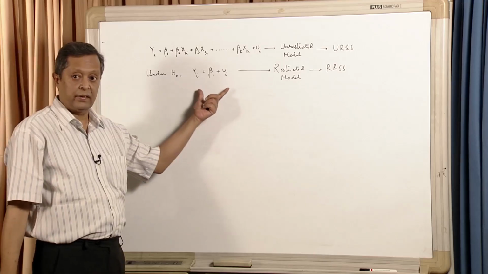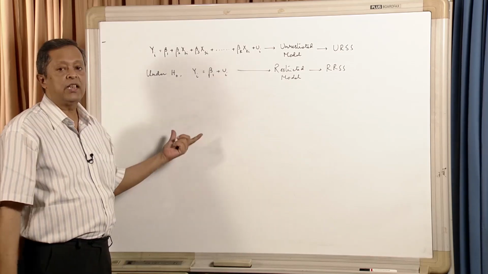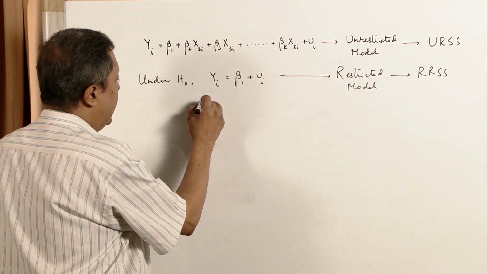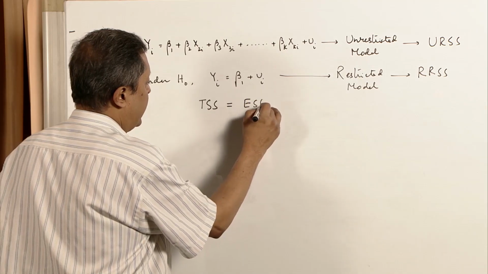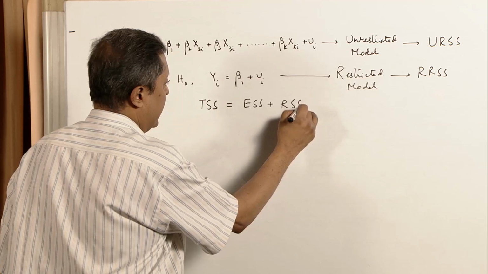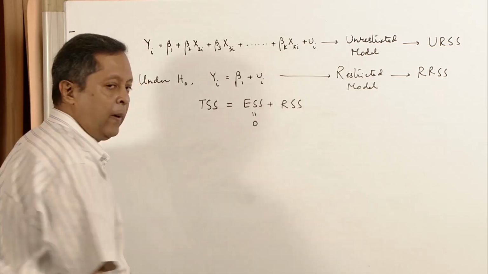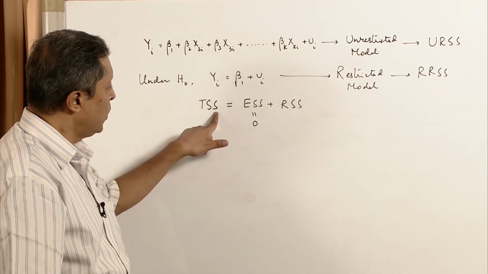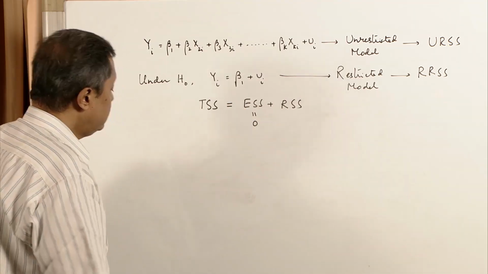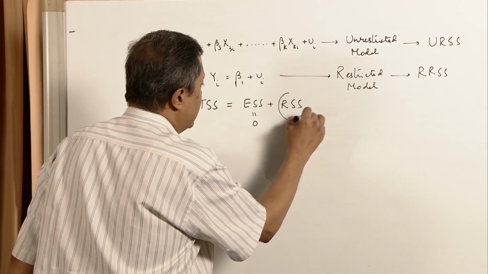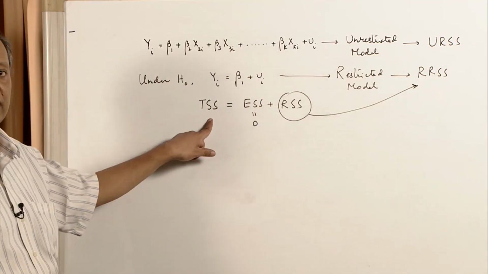Let us understand what this is. Here, because you do not have any explanatory variable, the explained sum of squares is nil, and we know that total sum of squares is equal to explained sum of squares plus residual sum of squares. In this restricted model, the explained sum of squares is 0, and therefore, total sum of squares is equal to residual sum of squares. So, this residual sum of squares is nothing but the restricted residual sum of squares, which is the total sum of squares.